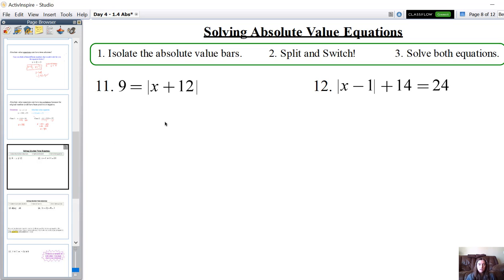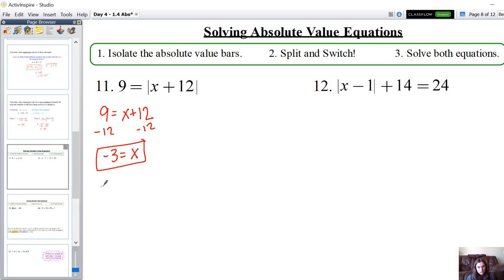So in this example, 9 equals the absolute value of x plus 12. The absolute value bars are already by themselves. There's nothing outside of them that we need to move over. So let's split it up. Our first case is where we keep whatever's on the inside. We've got 9 equals x plus 12. Now to get x by itself, we're going to subtract 12 from both sides. So we get -3 for our first value of x. That's case number 1. We didn't change anything about this equation except we got rid of the absolute value bars.